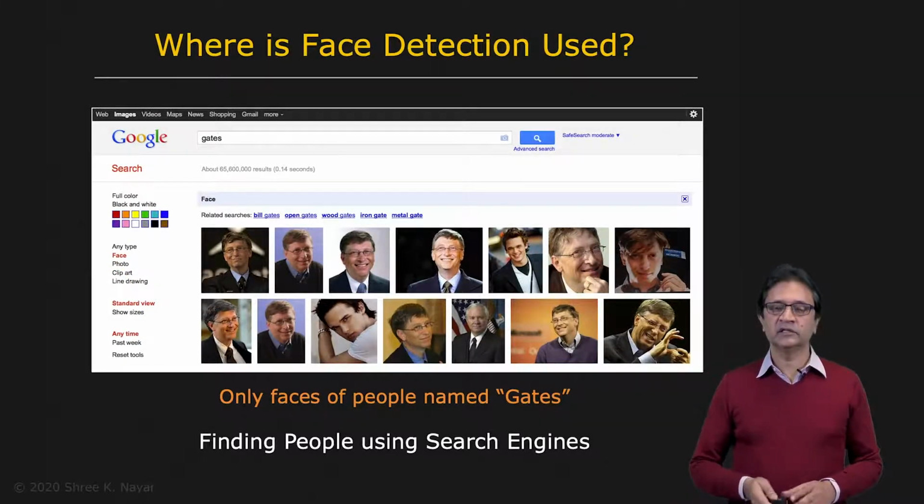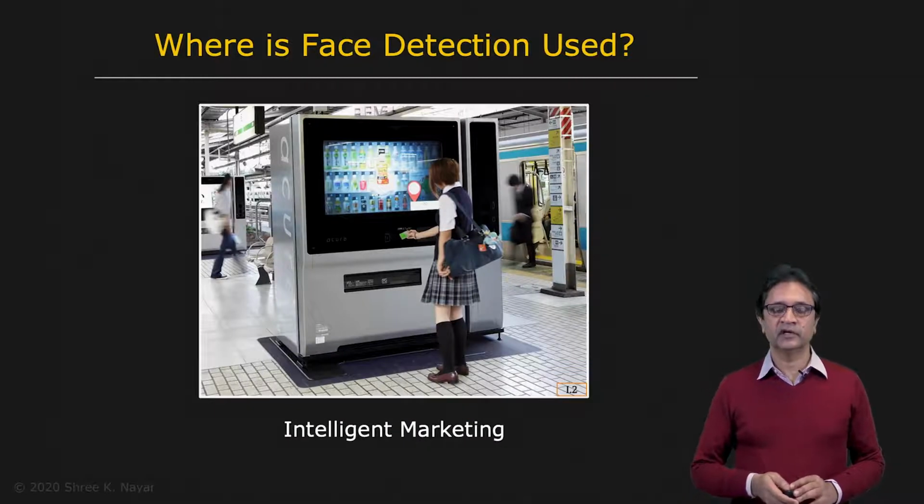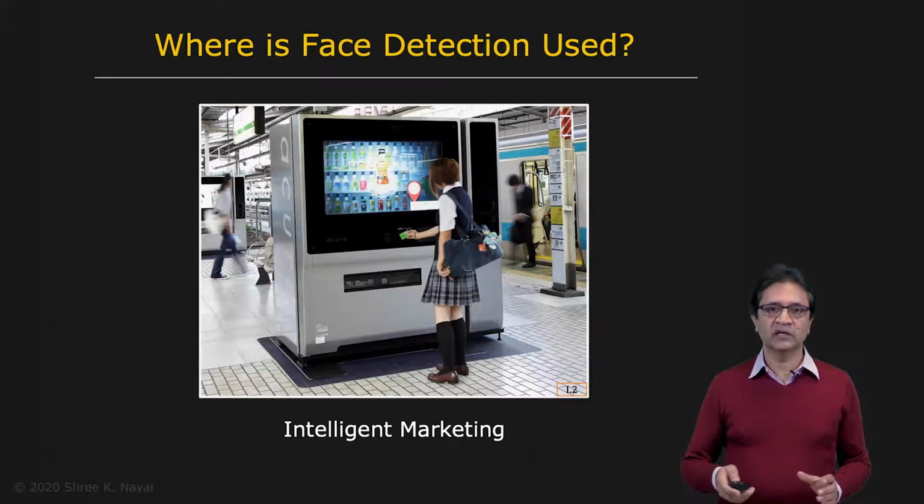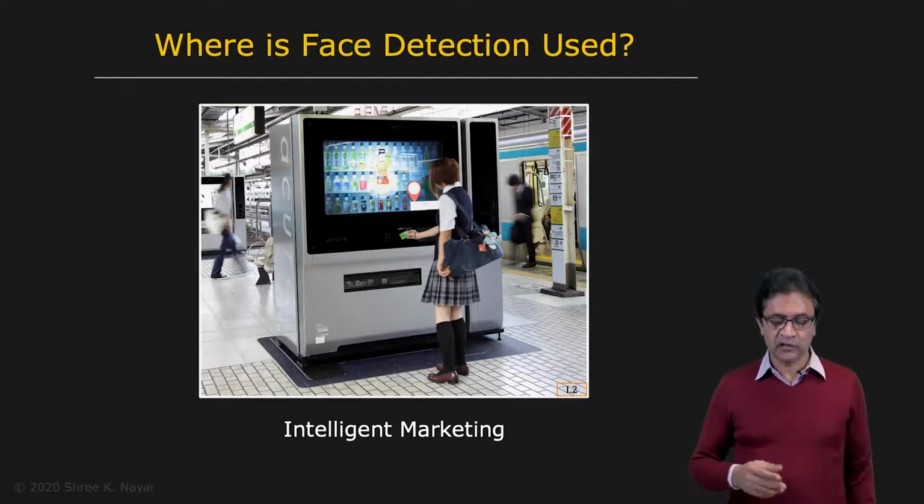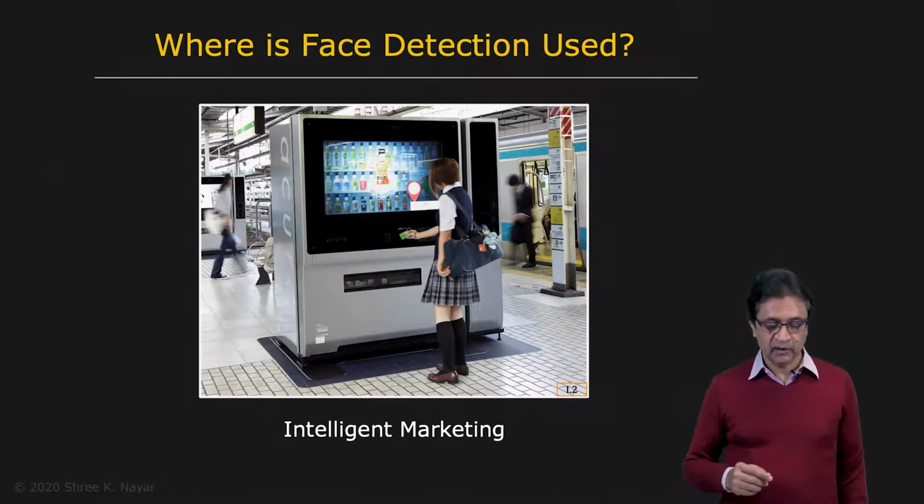And then there is this application of face detection for what we'll call intelligent marketing. This is a vending machine that I came across in Shinagawa Station in Japan. When you walk up to it, it detects your gender and your rough age within, say, 5 years. And based on that, that is your demographic information, it presents various products to you on the display that might be of interest to you.